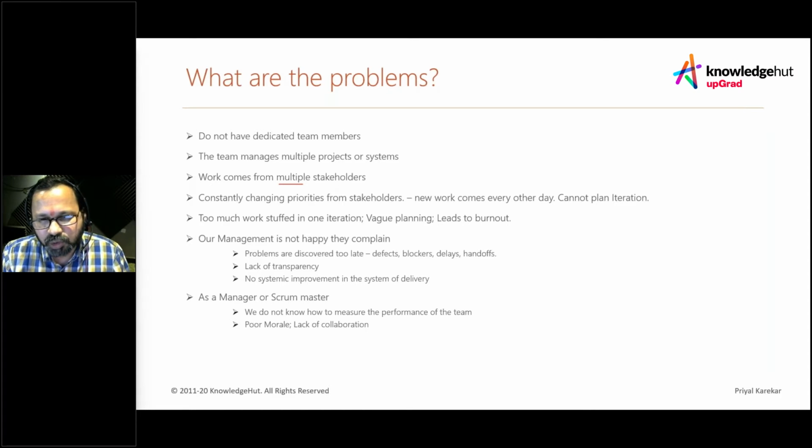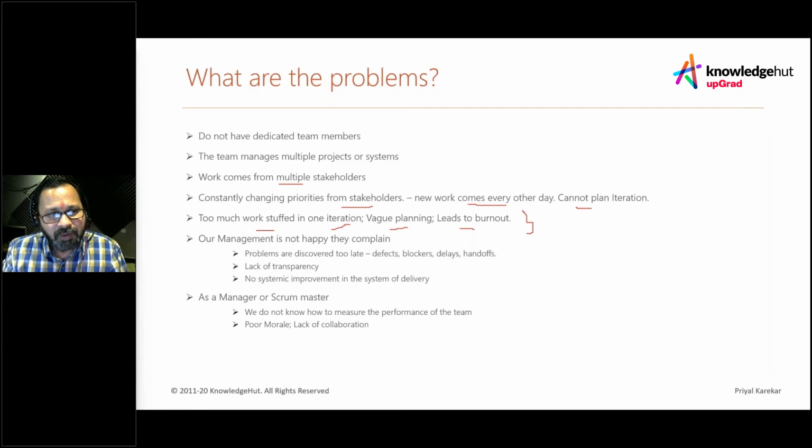We have been asked to work in an agile way of working, but we are not able to plan our sprints because we have constantly changing priorities from the stakeholders. The new work comes every day, and we cannot plan the iteration. But because we have been asked to work in the agile way of working, we somehow manage to plan our iteration. We stuff in some kind of work. We just do vague sprint planning, and that leads to burnout of people. So I hope you are able to relate to these problems, right?